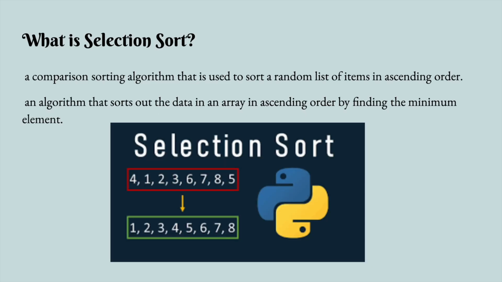So what is selection sort? It is a comparison sorting algorithm that is used to sort a random list of items in ascending order. So it's going to go from smallest to largest. And it is an algorithm that sorts the data in an array in ascending order by finding the minimum element. So from this assortment of numbers, it's going to sort it from smallest to largest.